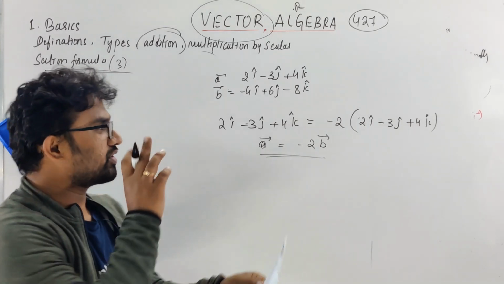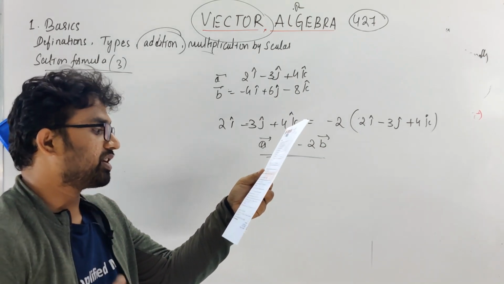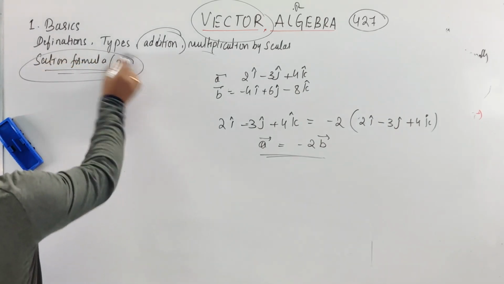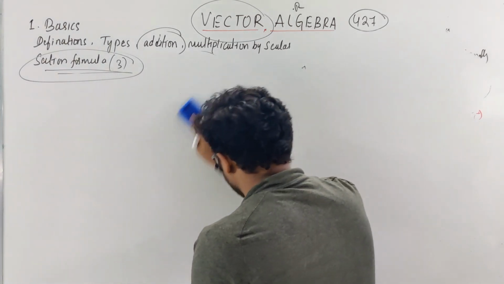Like that, a lot of questions, please do by yourself. And if you understood this, you can do everything. Okay, ನಂತರ, there's also a question: find a position vector. So I'll give a numerical based on section formula. So section form ಇದೆಯಲ್ವಾ, ಇದರ basis ಮೇಲೆ numerical ಕೂಡ ಕೇಳಬಹುದು. So very simple numerical. So I will write the formula.